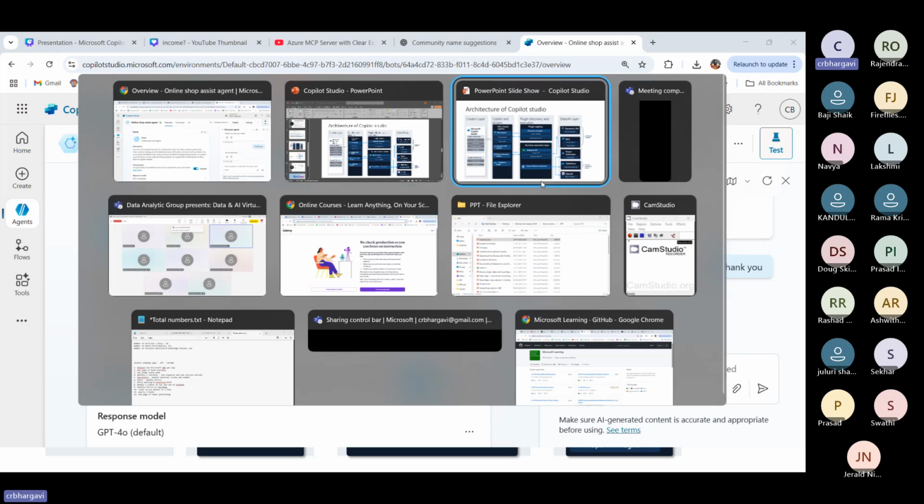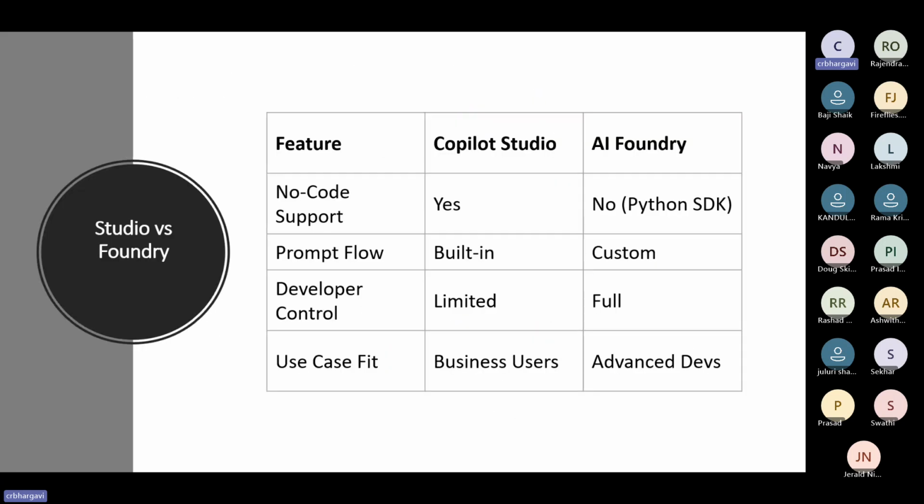I am now left with a few things, like how do we differentiate the same with Copilot Studio and Foundry. So with Copilot Studio and Foundry, when you want low code no code support, then Copilot Studio will be helping you with it. And AI Foundry is something where you have to have the Python SDK, and then you would be able to have the whole development done.